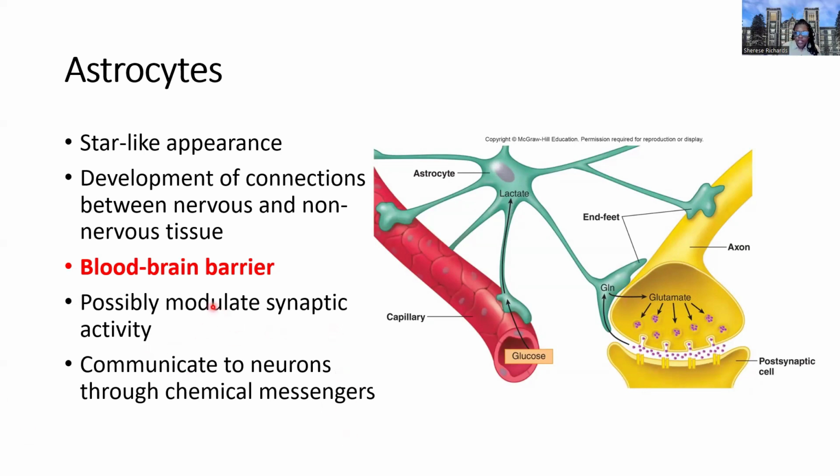Okay. And then lastly, just to communicate, sending chemical messages, sending responses based upon the needs of the neurons, as well as just communicating between all of the different types of glial cells.